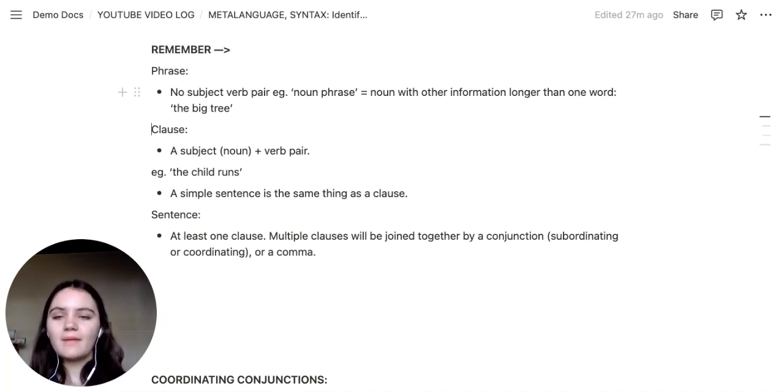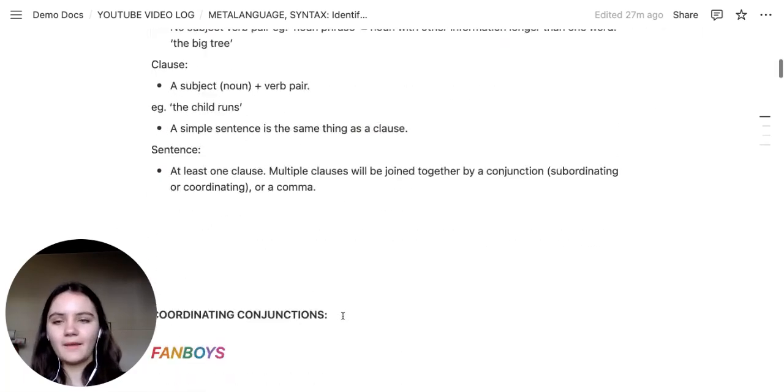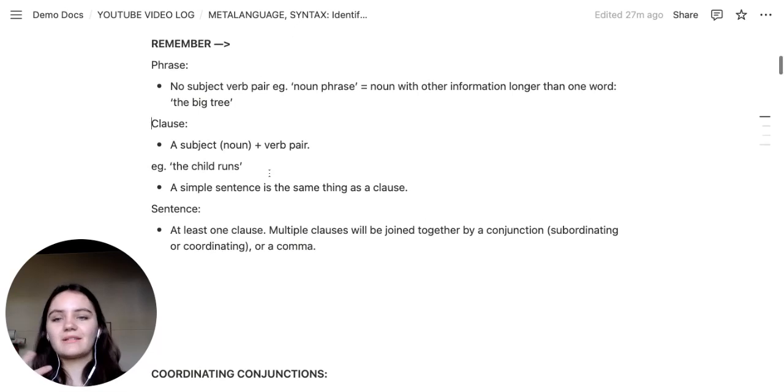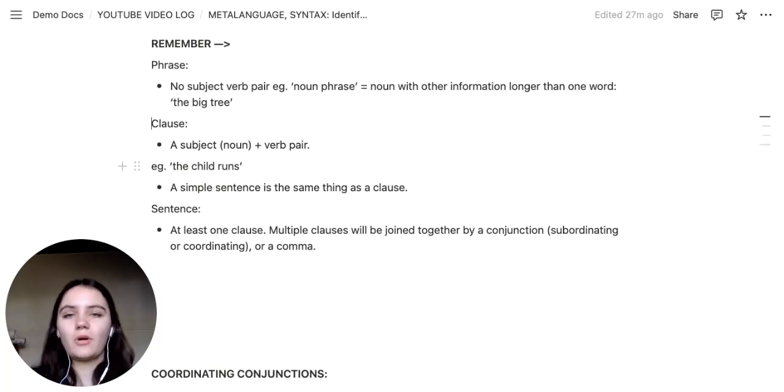Now, the same thing that a clause is also a simple sentence. So we've almost ticked off one of our columns here in our table. So the child runs is both a clause, an independent clause, and a simple sentence. Now, if you're thinking, well, what actually is a sentence then in its linguistic way, just as a refresher, it's going to be one or more clauses. Multiple clauses are going to be joined together by conjunctions or by a comma.